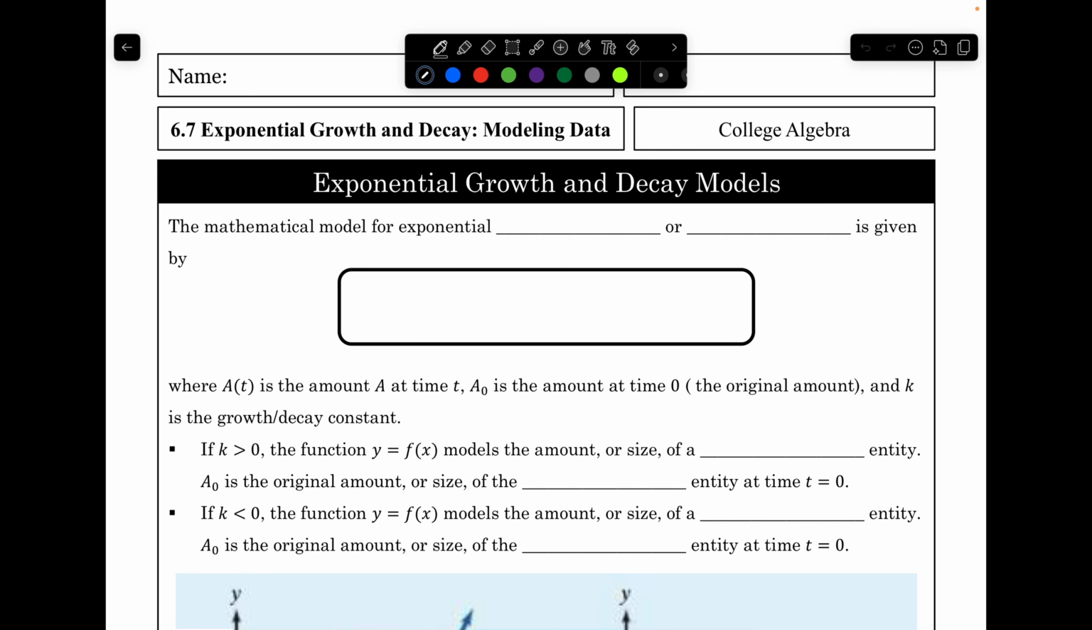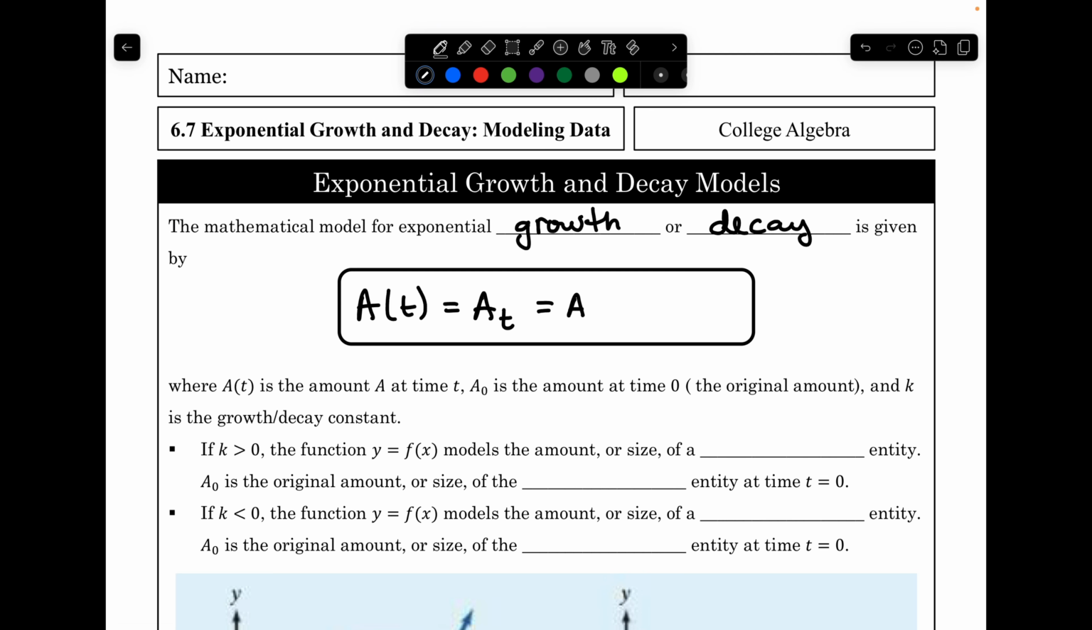Let's begin by first going over some vocabulary and terminology. The mathematical model for an exponential growth or an exponential decay is represented by the same formula. It's represented by the formula A of t, where t is going to be our input value, or sometimes I write it like this, A sub t. And the formula is very similar to the formula of continuous growth, the one that we talked about in continuous compounding interest. The only difference is that we're going to use different variables.